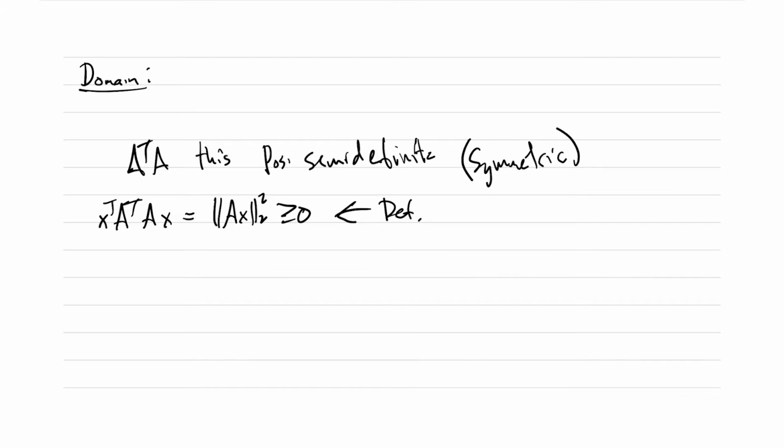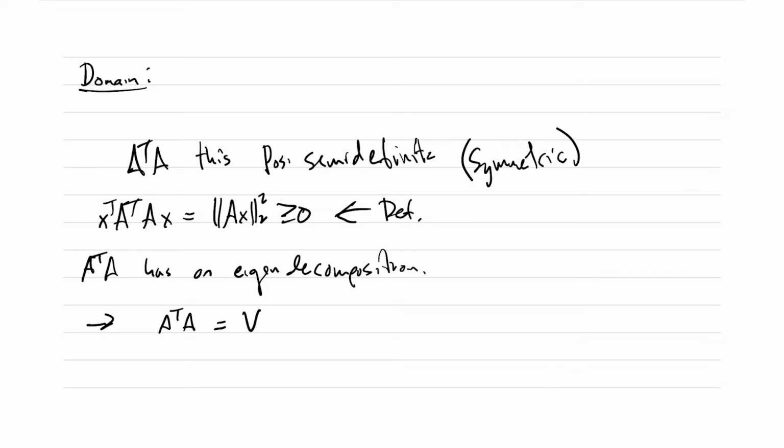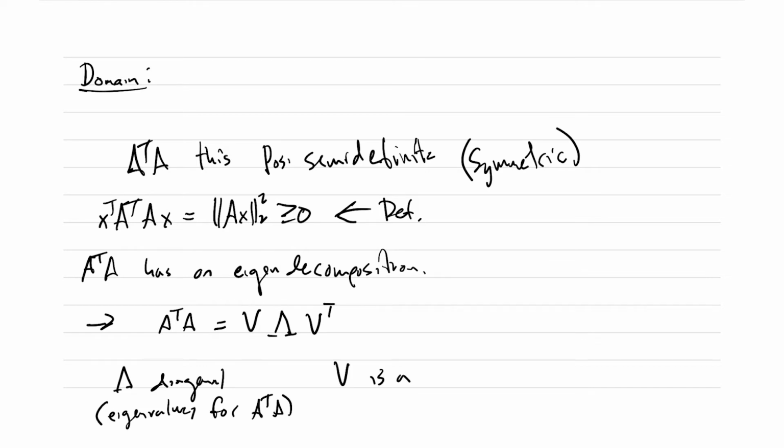Then what does that tell us? It says that A transpose A has an eigendecomposition. That means that A transpose A is equal to some V times lambda times V transpose, where lambda is diagonal, composed of eigenvalues of A transpose A, and V is an orthogonal matrix.